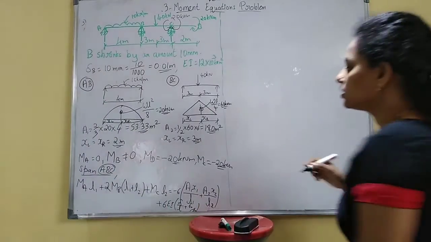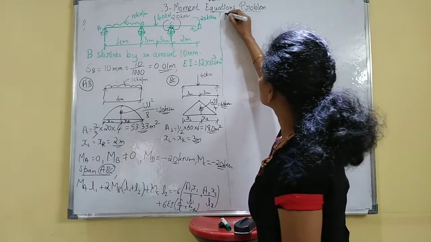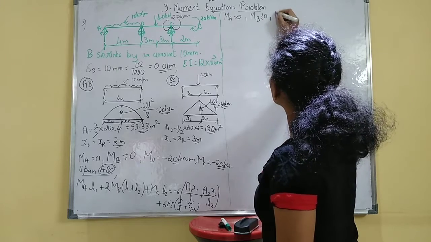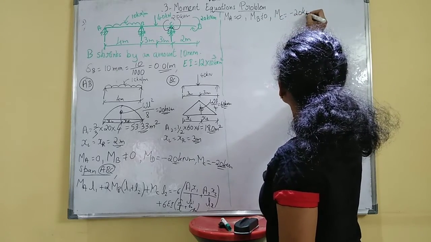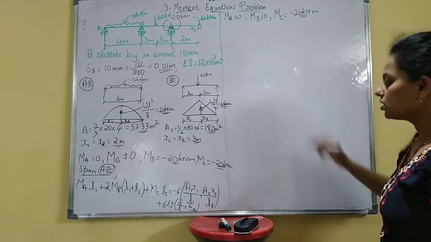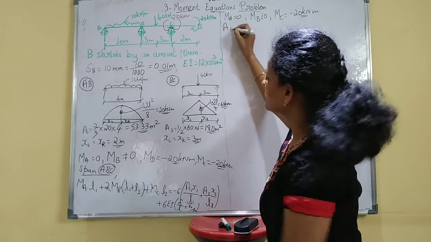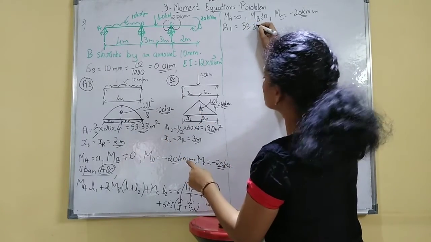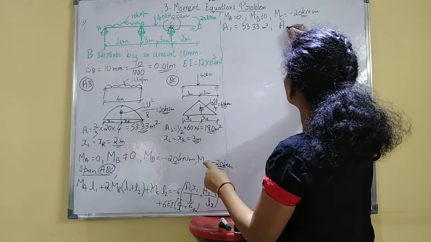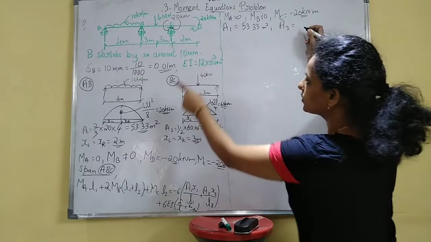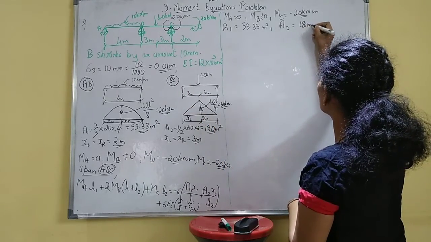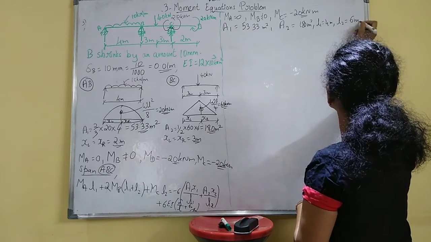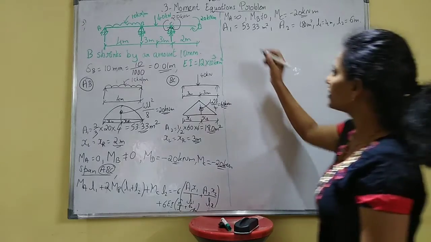Now, first here MA is 0, MB is not known, and MC is nothing but minus 20 kilonewton meter. Then A1 is how much? The area for span ABC: A1 is 53.33 meter square. A2 is nothing but 180 meter square. L1 is nothing but 4 meter, and L2 is nothing but 6 meter. Now we have to find out delta 1 and delta 2.